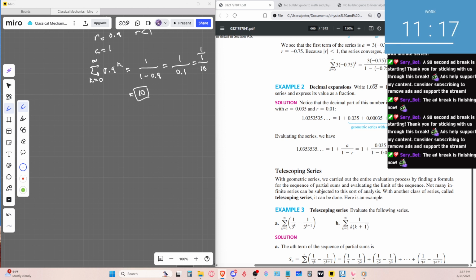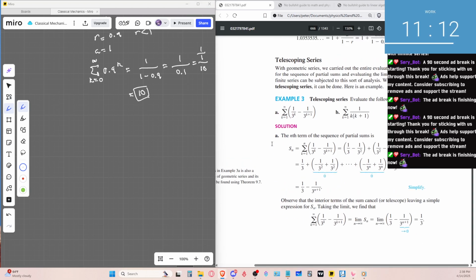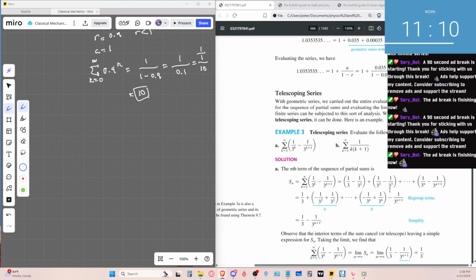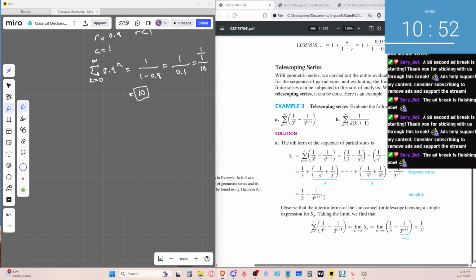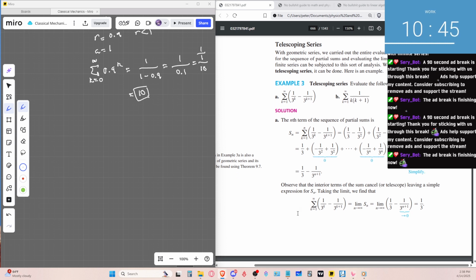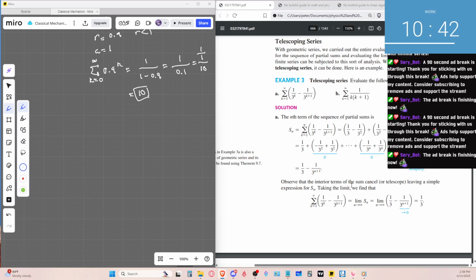So, telescoping series. Let's see. Evaluate the following series. So basically all these kind of eliminate each other, turning them into 0 if you group them in the right way. Then you simplify, and this will be 0 and be 1/3. Observe the interior term.